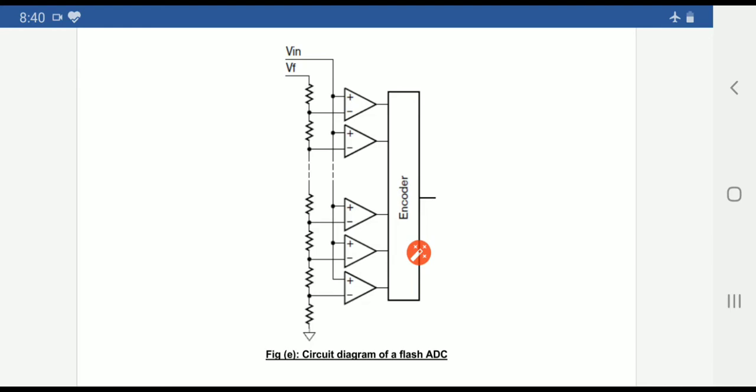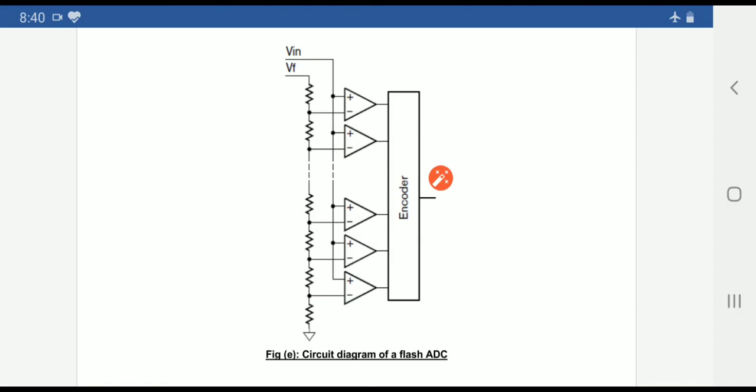The only thing is that we have used 2 raised to n minus 1 comparators, and the reference voltage is divided based on the resistors used in the voltage divider circuit. Based on that, the applied analog input signal V in is compared with respect to the reference voltage, and the respective comparator outputs will be logic 1 or logic 0.